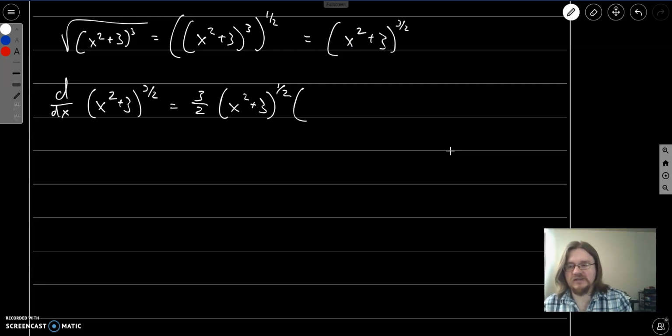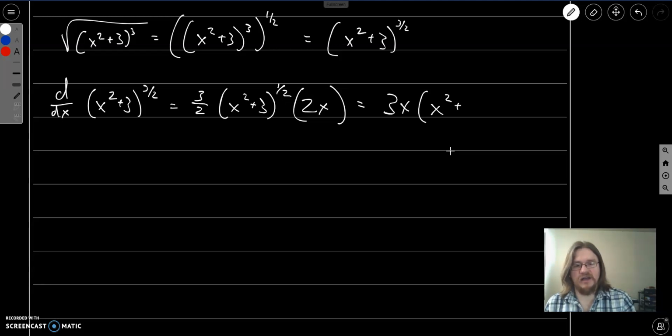And the derivative of x squared plus 3x, the derivative of x squared is going to be 2x, and the derivative of 3 is going to be 0. So I'm not even going to write down the plus 0 there. If I simplify this, I have a half there times the 2, so those will cancel, and I'm left with 3 times x times x squared plus 3 to the 1/2. Cool. Let's take another derivative then.